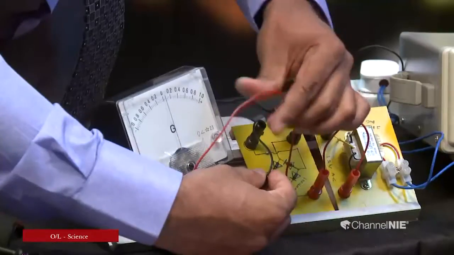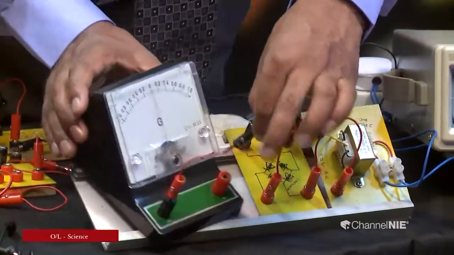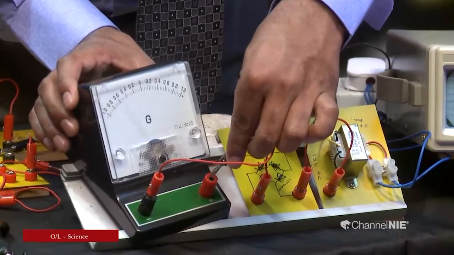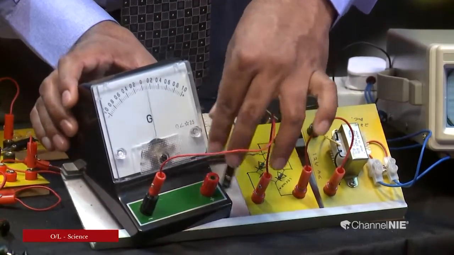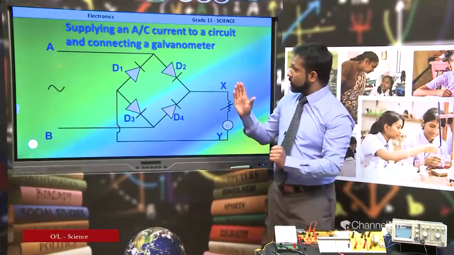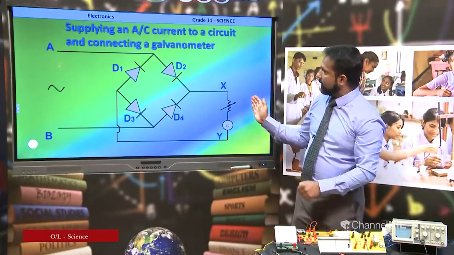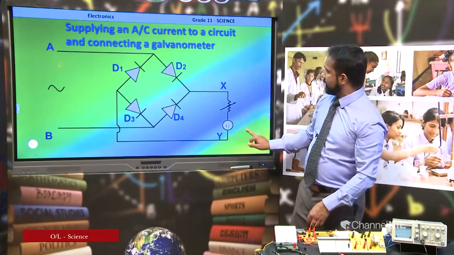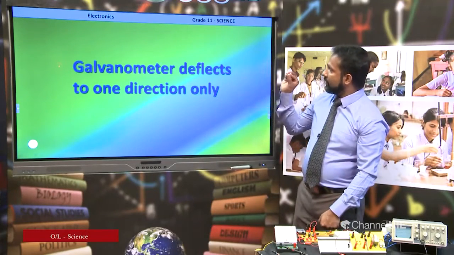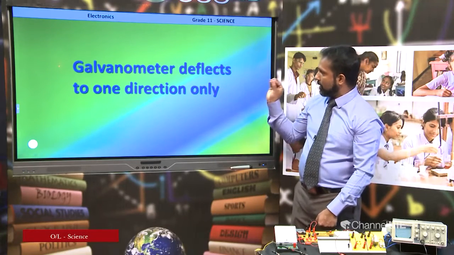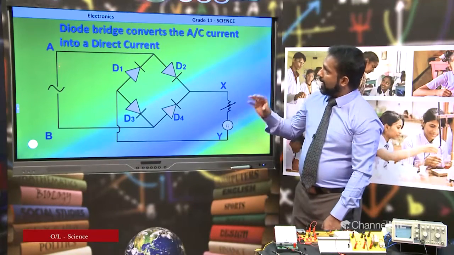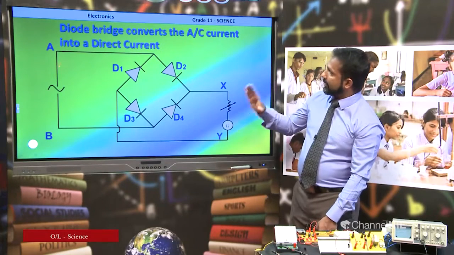Now you can see the galvanometer deflects only to one side. That means the rectifier bridge is also used to convert the AC current into DC current. The galvanometer deflects to one side only, but it deflects rapidly. The diode bridge converts the AC current into a DC current.